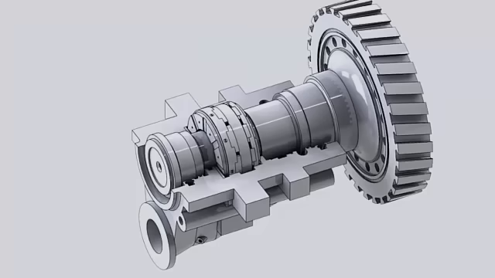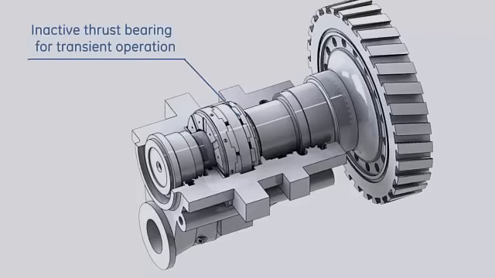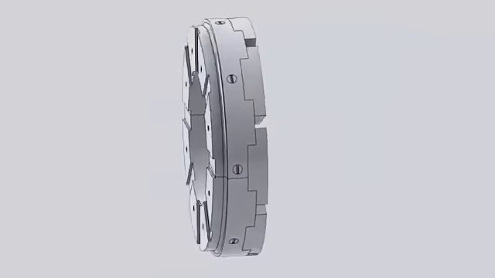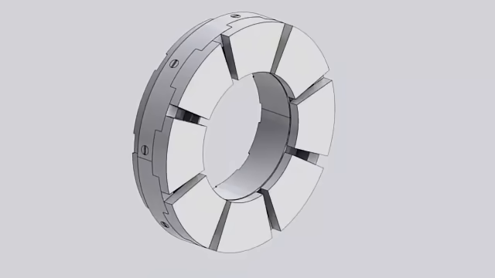While in the transient operation during startup and shutdown, the shaft tends to move in the downstream direction, where the inactive or unloaded thrust bearing is located. The active thrust bearing is a tilting pad equalizing type bearing. An equalizing type bearing is capable of sustaining high axial loads and is tolerant of shaft and housing misalignment.